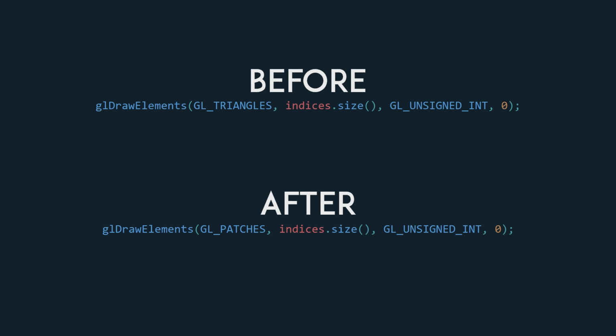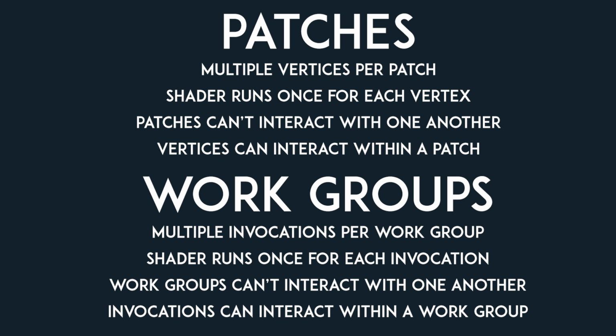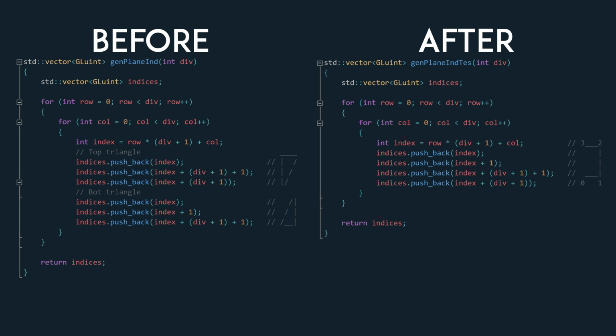So, first of all, instead of drawing the plane using GL_TRIANGLES, I will draw it using GL_PATCHES. Patches for tessellation shaders are like work groups for compute shaders, and each of these patches will represent a square in my plane. So I also have to use slightly different indices from the ones I would normally use to draw a plane. The order of the indices is up to you, but I like to go in a counterclockwise rotation starting from the bottom left corner.